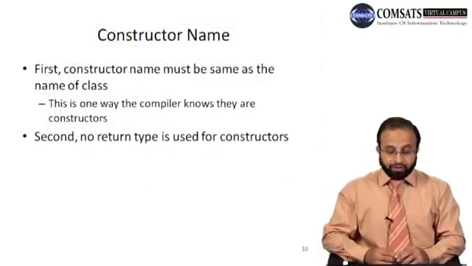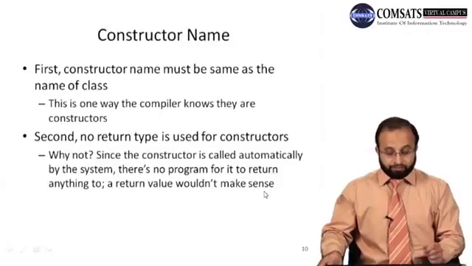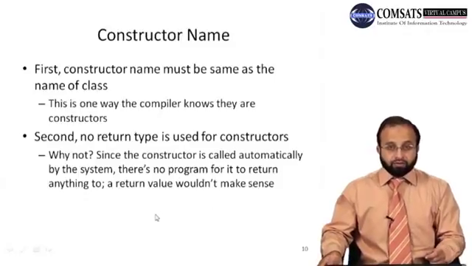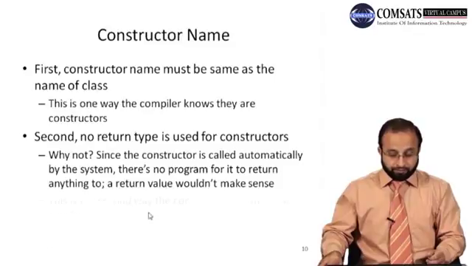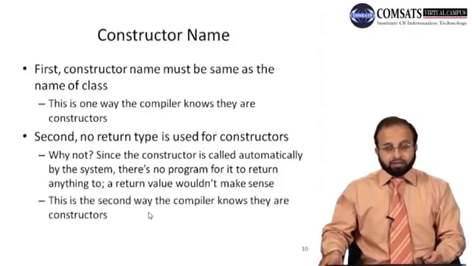So second, no return value is used for the constructor. Why not? Since the constructor is called automatically by the system, there is no program for it to return anything to. A return value would make no sense, which we have already seen. So this is the second way the compiler knows that they are actually constructors.